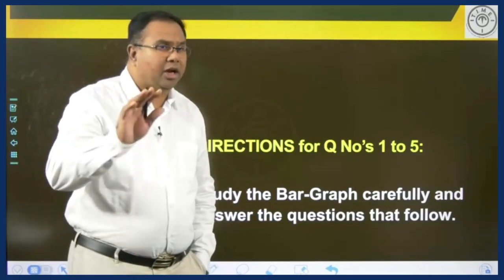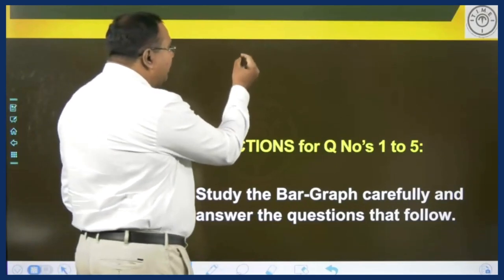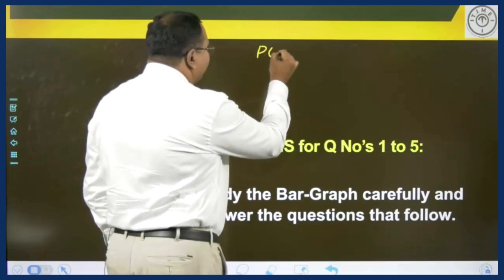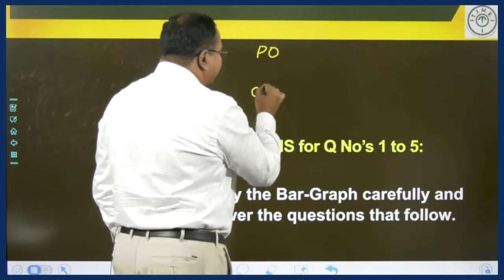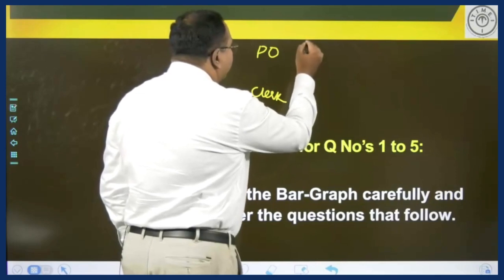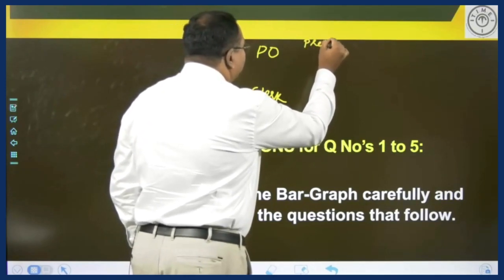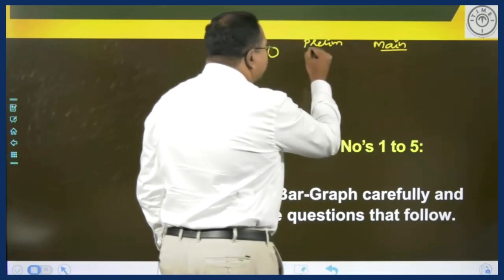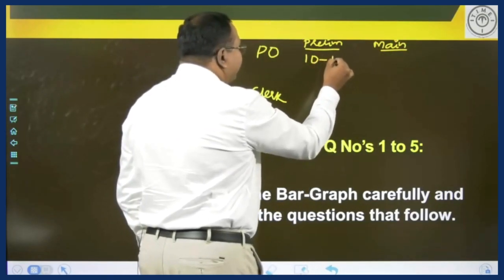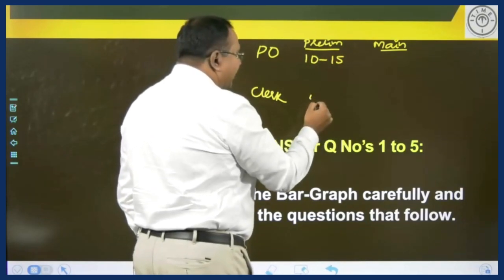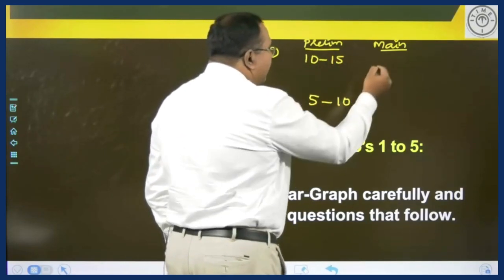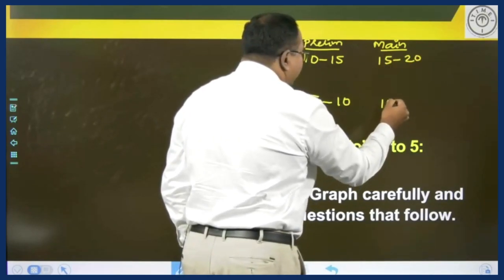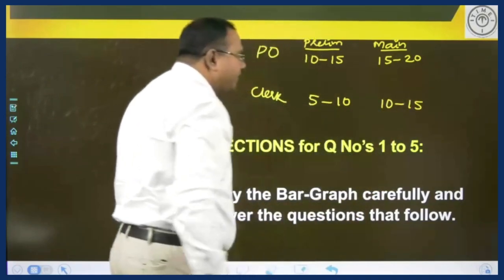Before we start, as all of you are aware, if you look at your PO exam and clerk exam, you take prelim and main. So prelim exam, PO prelim 10 to 15 questions, clerk prelim 5 to 10 questions. Main exam 15 to 20 questions. Here main exam in clerk 10 to 15 questions.